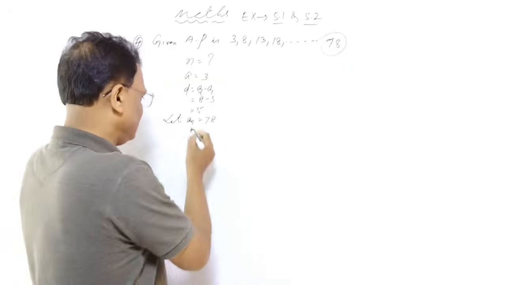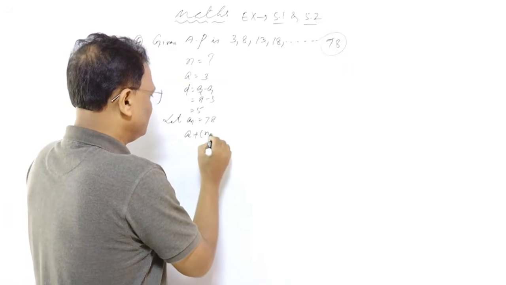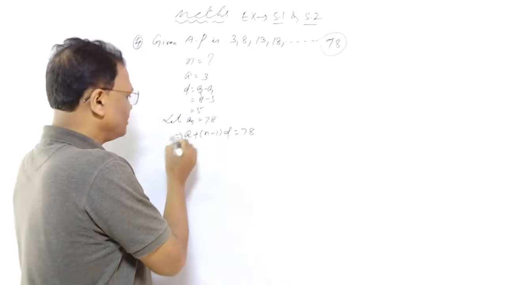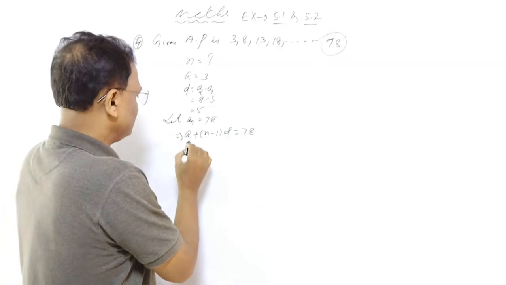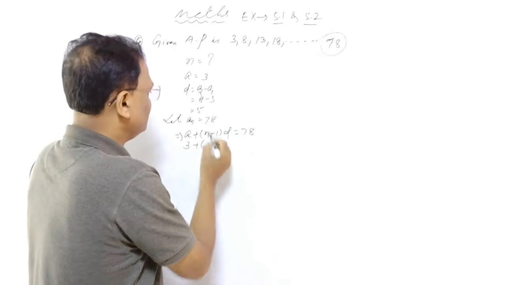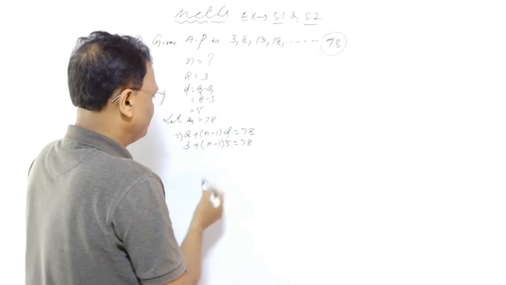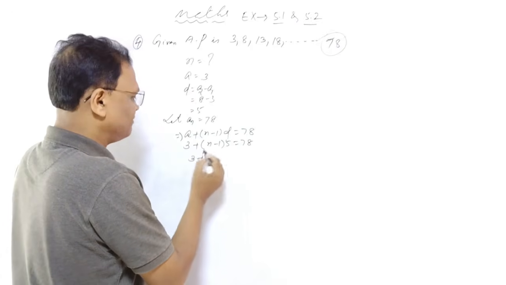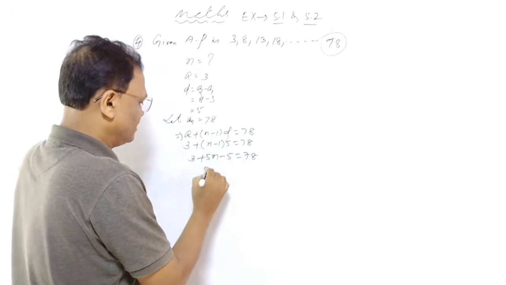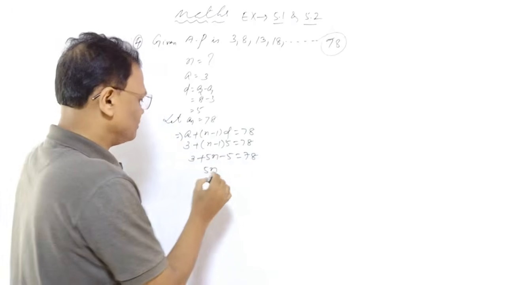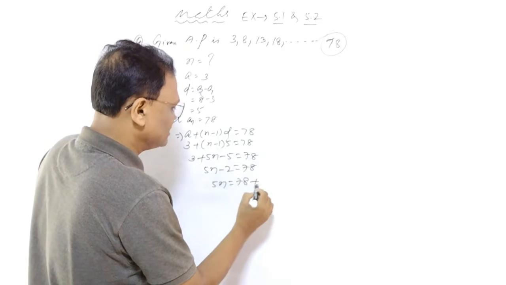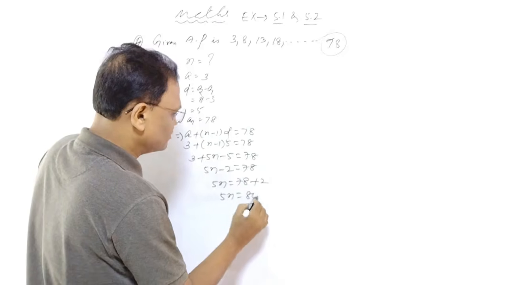Let me use the formula of nth term. An is equals to a plus n minus 1 into d. That is given 78. Because this is just the formula of the nth term. What is a? A is 3 plus n minus 1, n I have to find, into d. D is 5, equals 78. Or 3 plus 5n minus 5 equals 78. Or 5n, 3 minus 5 means minus 2, minus 2 equals 78. Or 5n equals 78 plus 2. 5n is equals to 80.